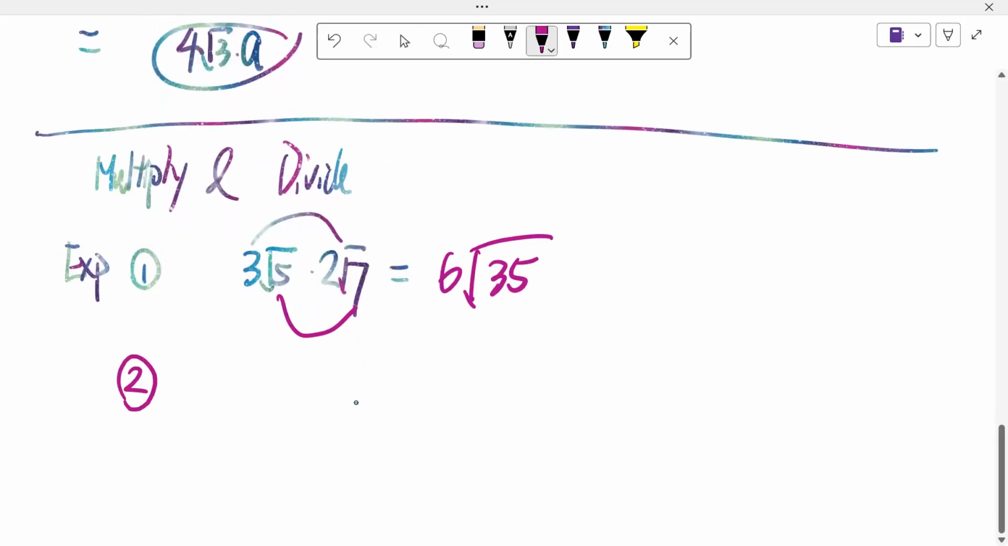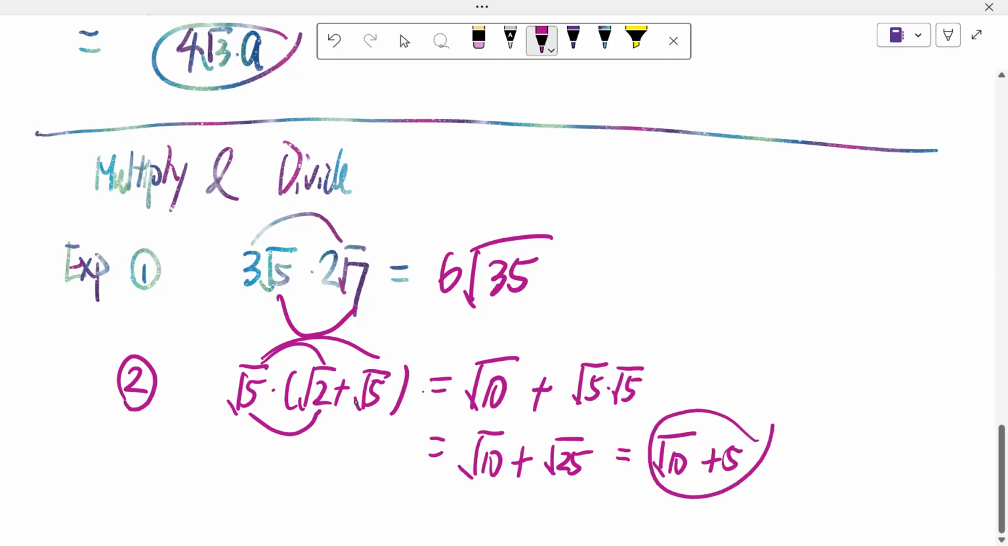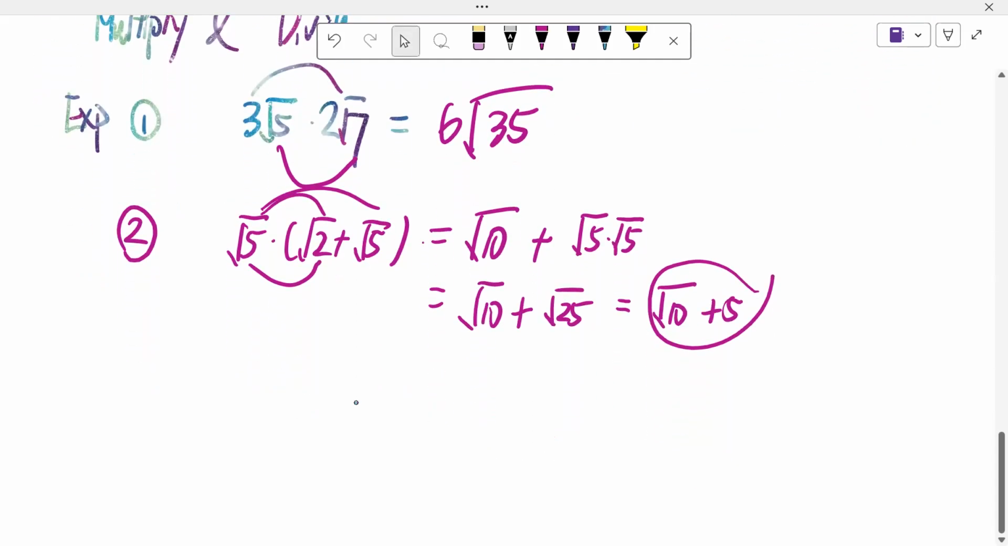Second one, you get the square root of 5 times square root 2 plus square root of 5. So very similar. We just distribute it. Radical 5 times radical 2, that's radical 10. You multiply 5 and 2, right? You get 10. The other one, radical 5 times radical 5, that's radical 25. Radical 25 is 5. So the answer will be radical 10 plus 5. So distributing, and we simplify afterwards.